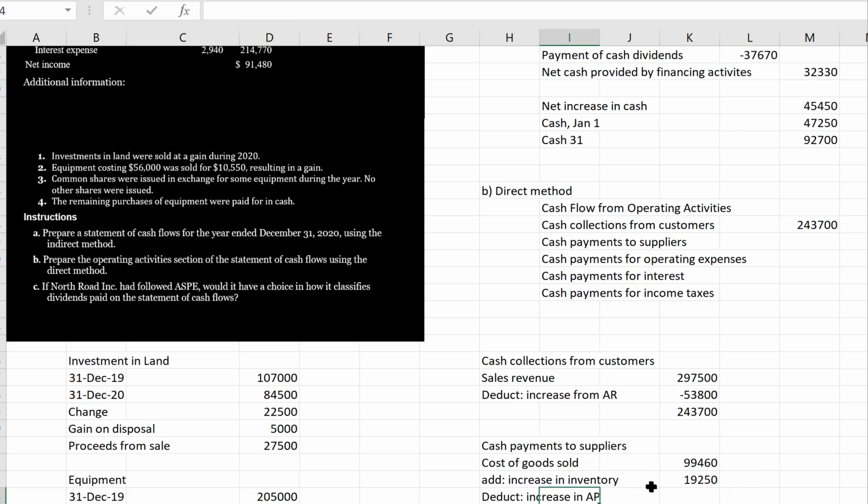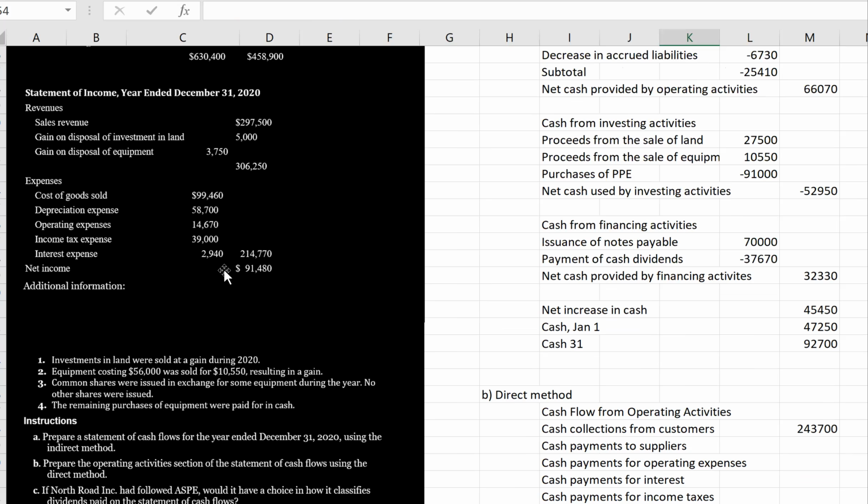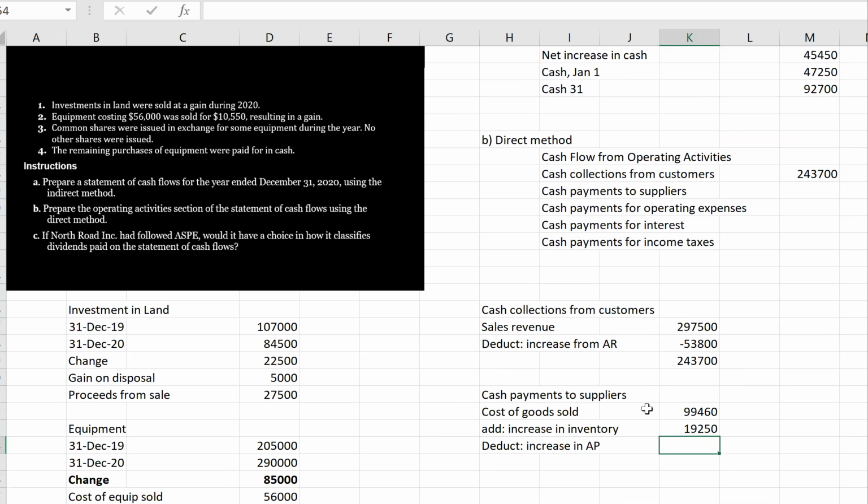But AP, let's think about this. What's going to happen to AP? AP is going from 48 to 52, so we are increasing our AP. That means we paid less money to our vendors. The less we pay through AP, the more cash we have. So this is actually going to reduce our cash outflow, which is a good thing. So we're going to deduct it, because here we're calculating a cash outflow, if that makes sense. So we're going to have 52,700 minus 48,280. Actually, 52,700 minus 42,280. I hope that's right.